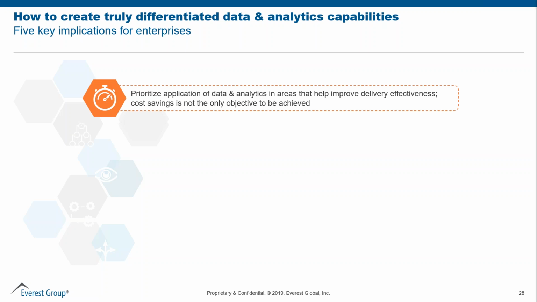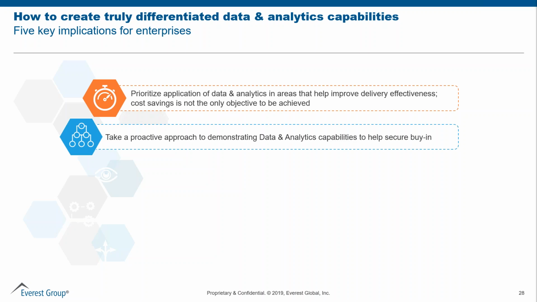Number one, think about how data analytics can improve delivery effectiveness. As we've spoken about earlier, Rohit touched upon the journey of Pinnacle GICs. They've started off analytics in areas which are pretty core to delivery effectiveness. And obviously, cost savings is not the only objective to be achieved. There are broader benefits in terms of both operational and strategic impact.